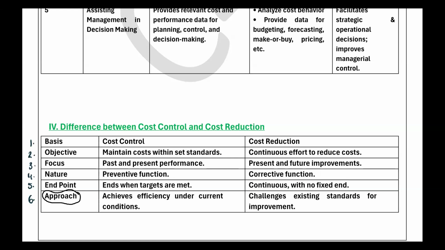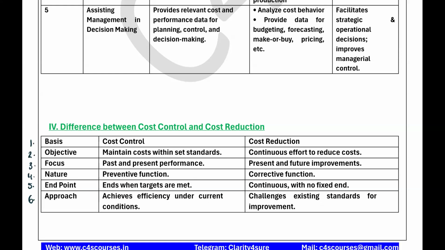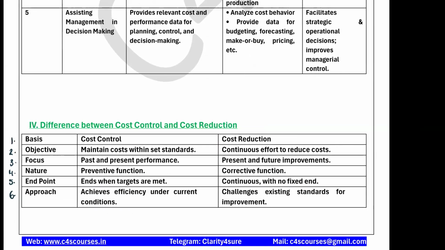What is the approach of cost control? It achieves efficiency under current conditions, under the set standard condition, and challenges existing standards for improvement. They will always try, okay, this is the standard that we have to achieve, but we have to reduce the cost now, so there should be a challenge. Is it clear? This is the approach of cost control and cost reduction. I hope the differences are very clear to everyone.